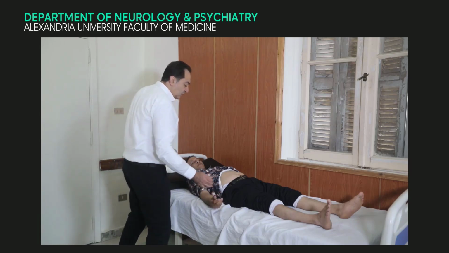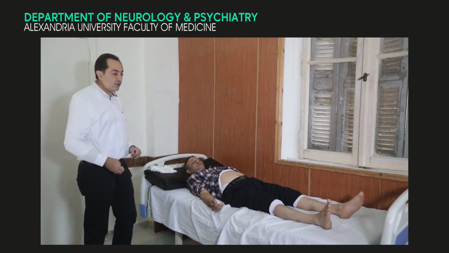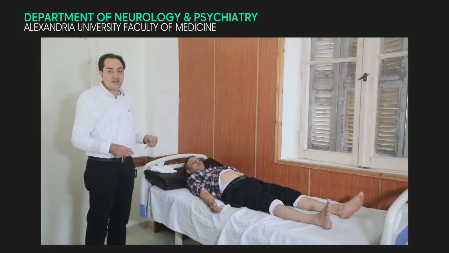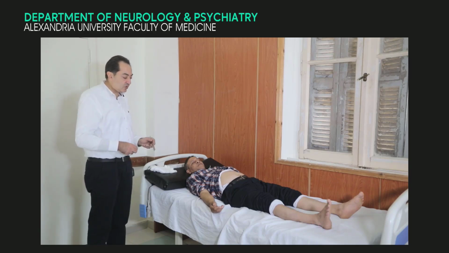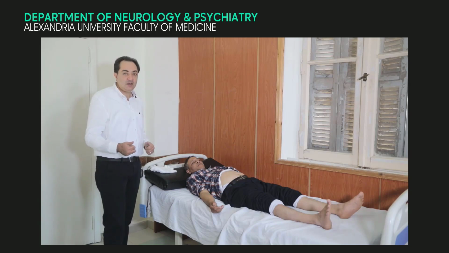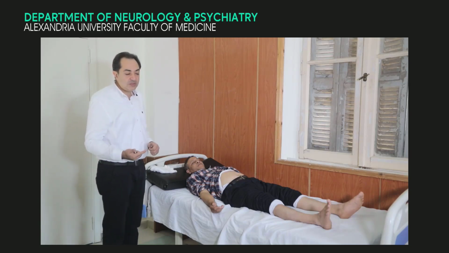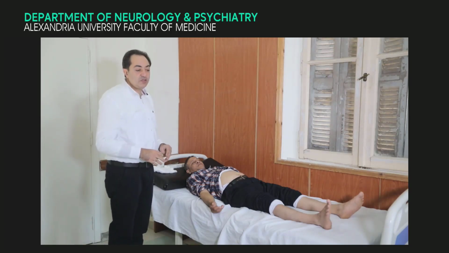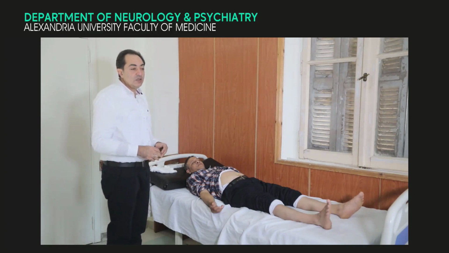So he can know the object from its texture, and this is called stereognosis, and this indicates intact cortical functions. So the cortical functions are tactile localization, two-point discrimination, and stereognosis. From the sensory examination, we should conclude what's the problem.